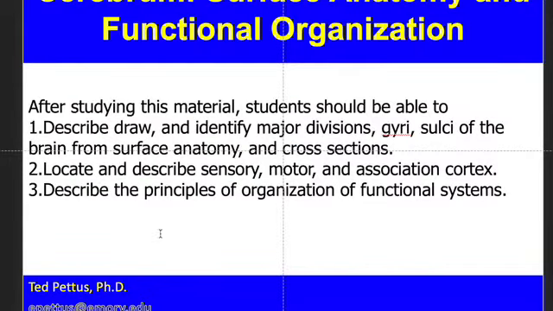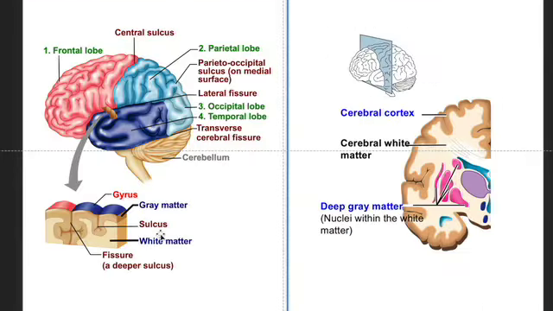All right, we'll come back to cross sections in a little while. Let's look at the surface anatomy a little bit. Well, I'm going to start with a cross section. All right, ignore this for right now. Let's look at this section right here. So when we get up into the cerebrum, let's look over here first. There is the part on the surface.